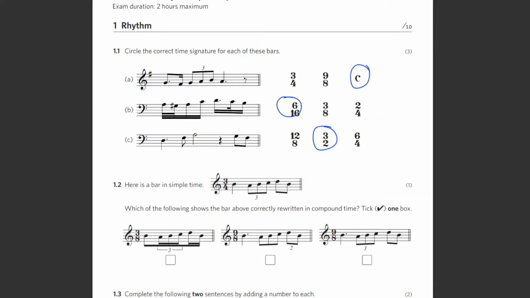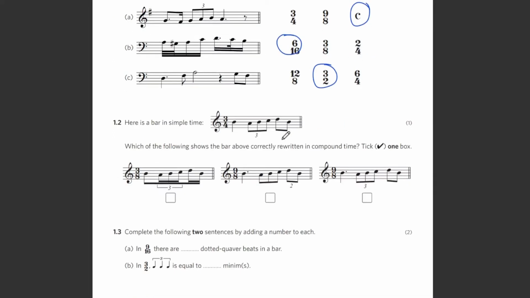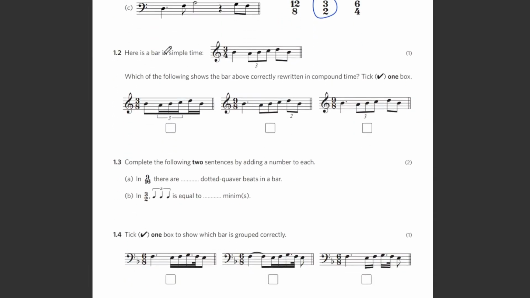Next, let's move on to question 1.2. In question 1.2, you are given a bar in simple time and you are asked to convert it into compound time. To convert simple time into compound time, you need to multiply the number on top by 3 and multiply the number below by 2. So you know that the correct time signature is 9-8.